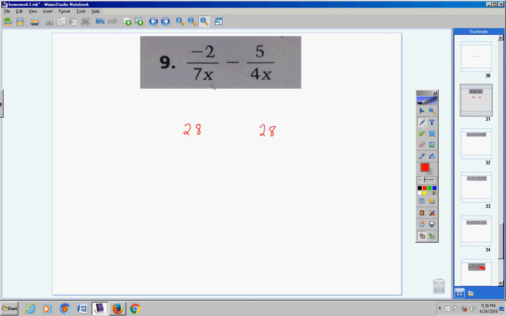Now let's look at the variables. How many x's do I have here? 1. How many x's here? 1. Which group has the most? Well, they both have 1. So I want 1x for my denominator.